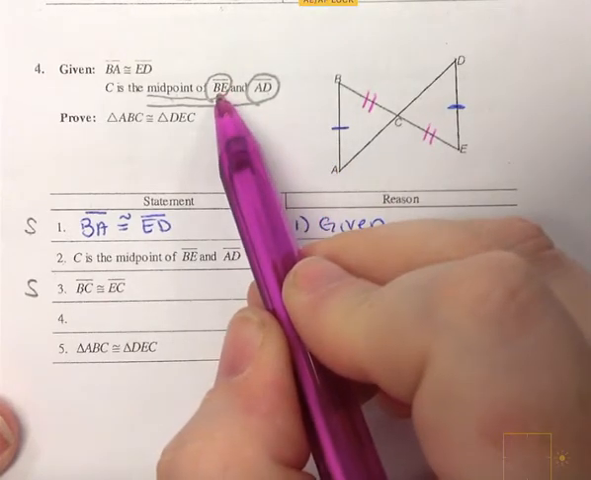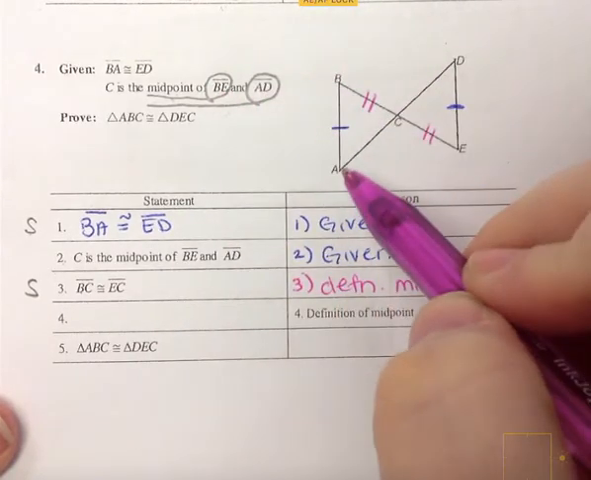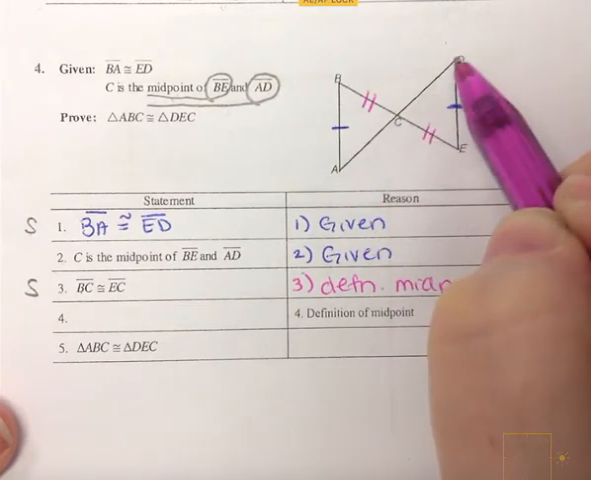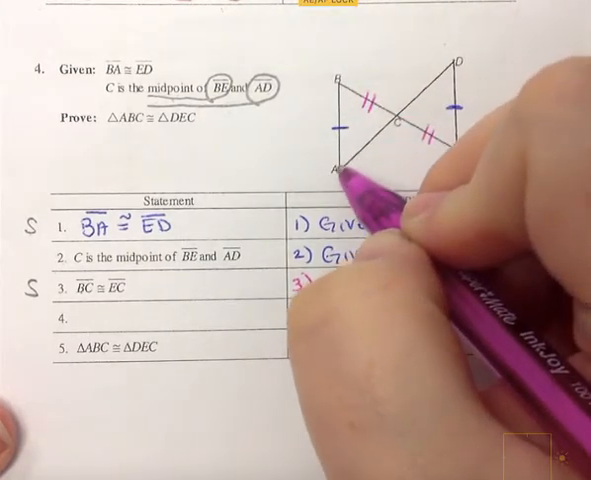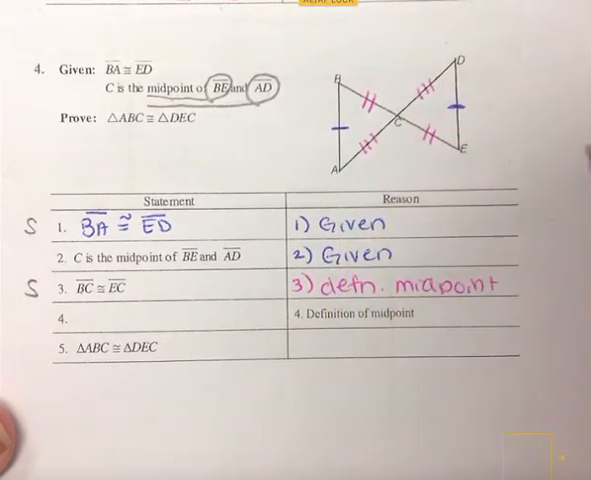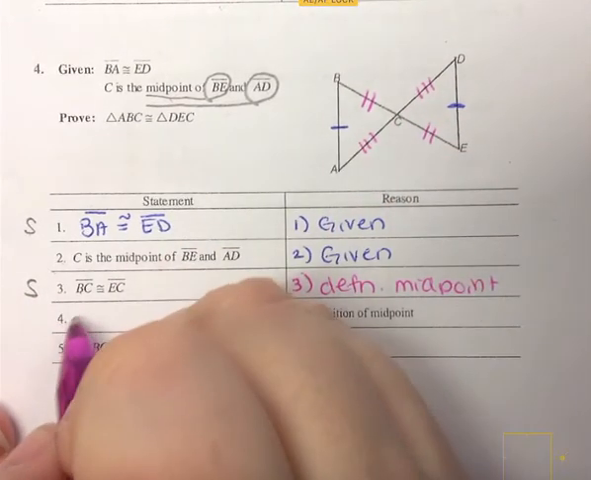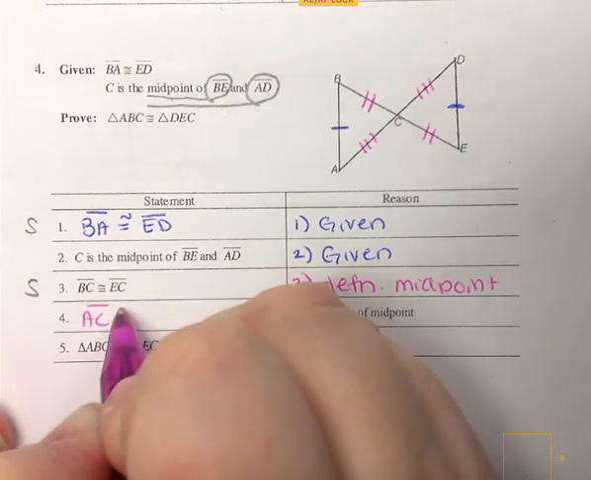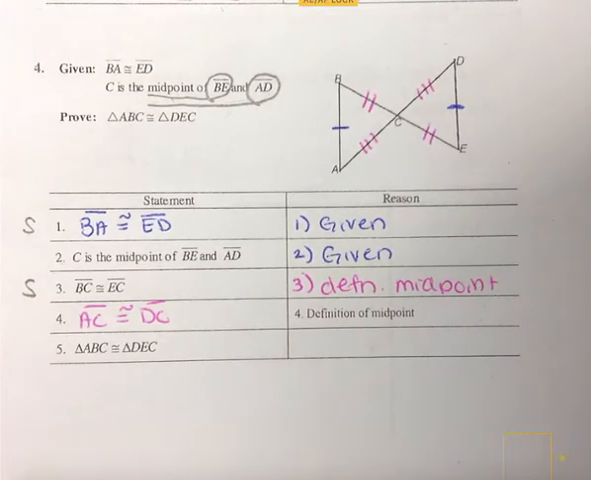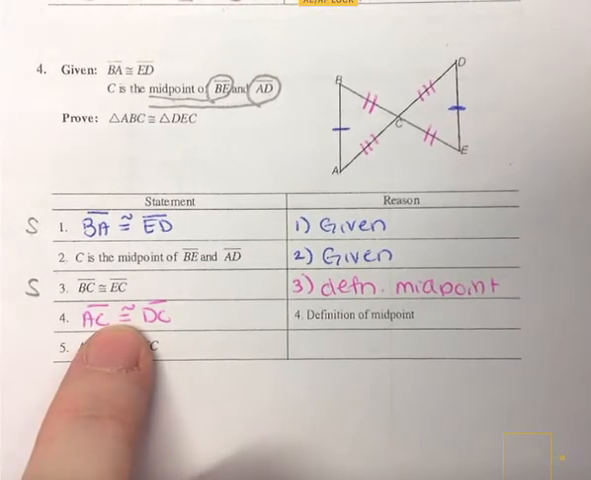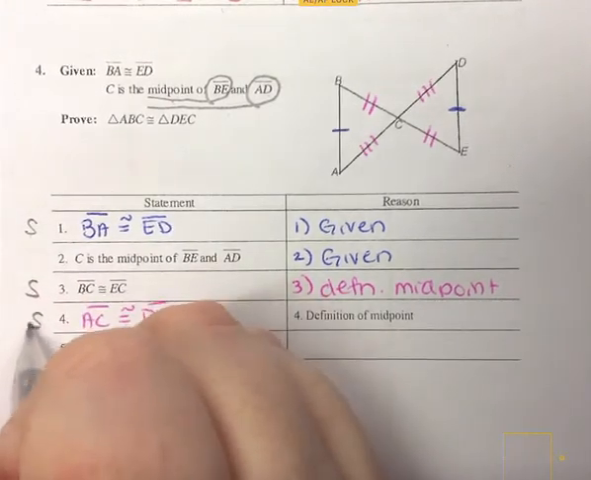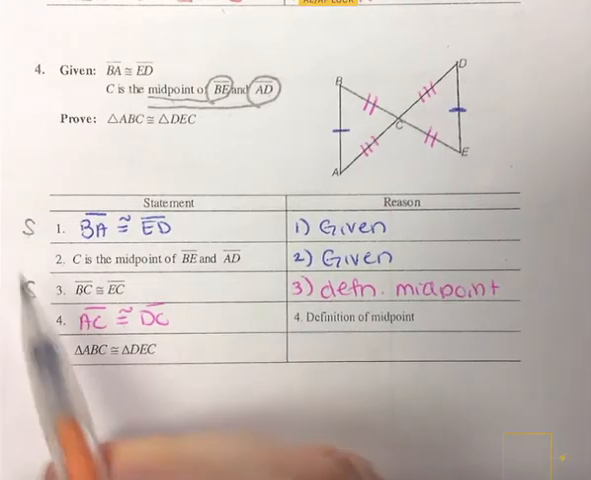We already used BE, so we have to use AD. AD needs to be cut in half into 2 smaller segments. A to C is one of our segments, and D to C is our other segment, so we can mark those congruent. We would say that segment AC is congruent to segment DC because of the definition of midpoint. I have congruent here, so this is a segment congruent, and I can put an S. Now I have 3 S's.